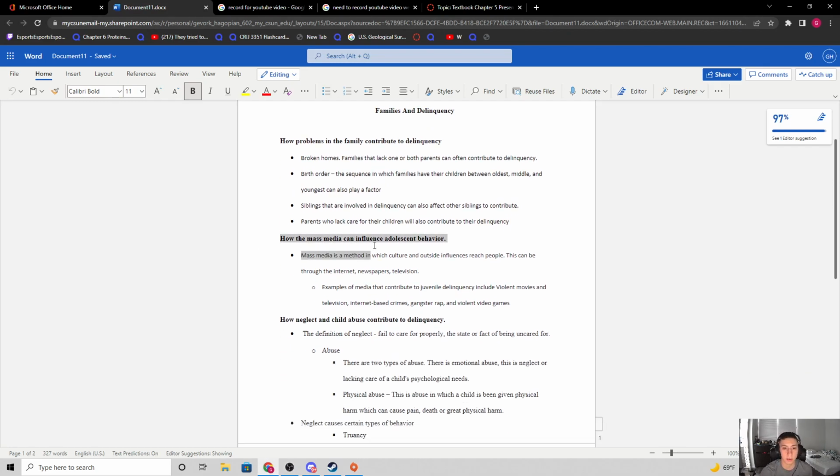This is how media influences adolescent behavior in terms of delinquency. Mass media is a method in which culture and outside influences reach people. This can be through the internet, newspapers, television. Examples of media that contribute to juvenile delinquency include violent movies and television, internet-based crimes, gangster rap, and violent video games.